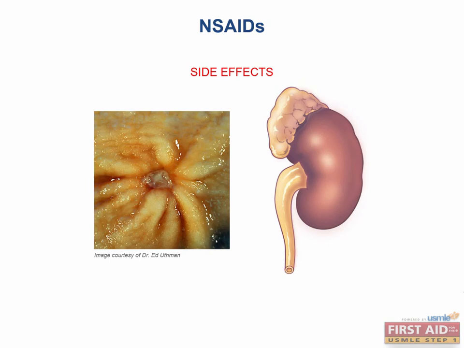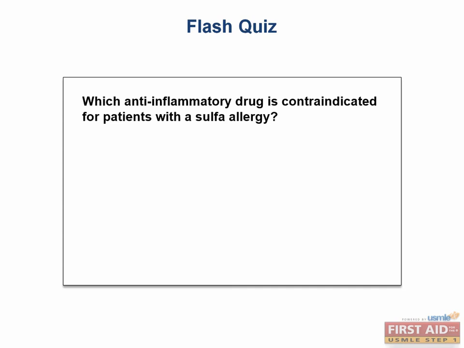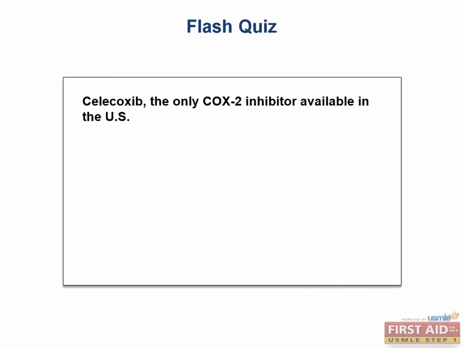The downsides to taking NSAIDs, like aspirin, are also not trivial. The common concern is GI distress with ulcers, and also, similarly, renal damage due to a disturbance of renal vasculature and changes in the native prostaglandin levels. Which anti-inflammatory drug is contraindicated for patients with a sulfa allergy? Celecoxib, the only COX-2 inhibitor available in the US.